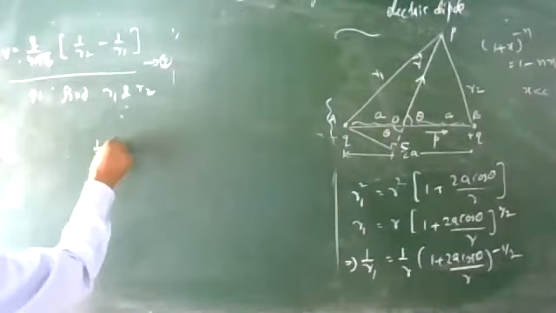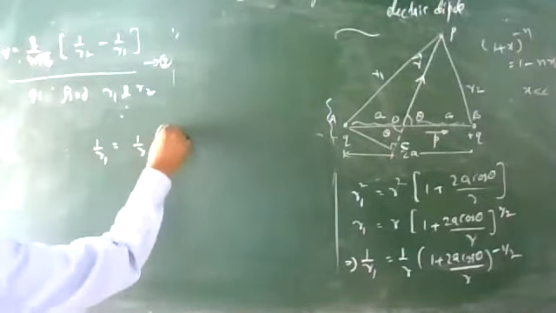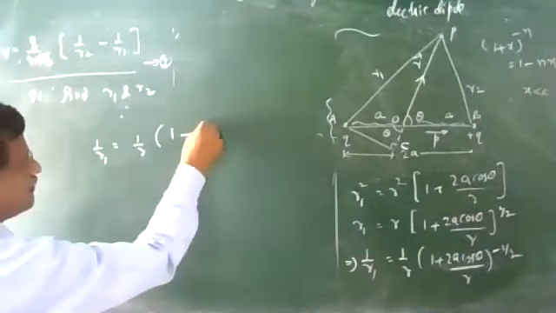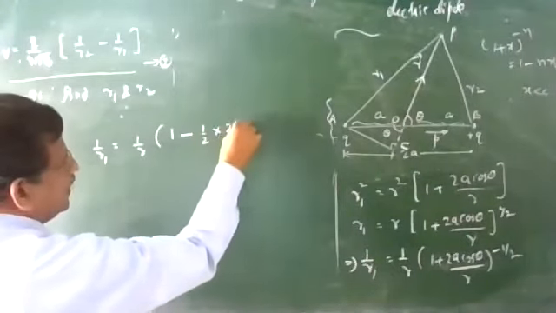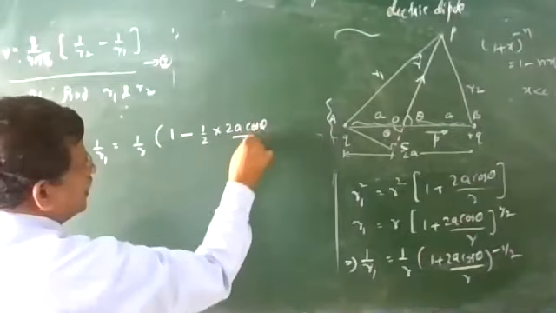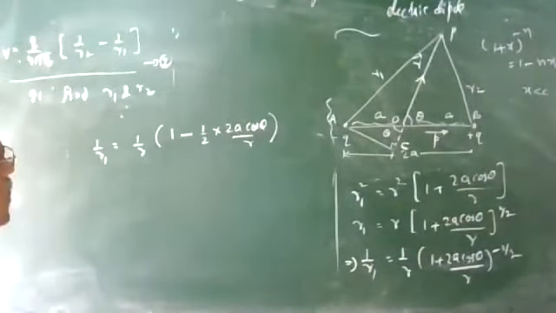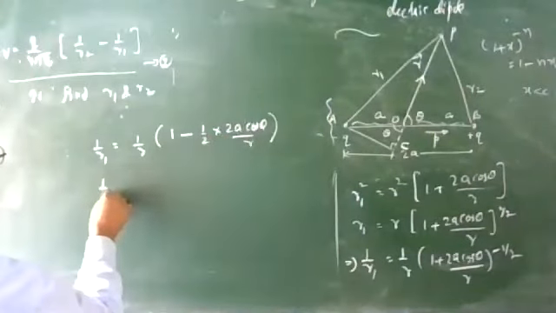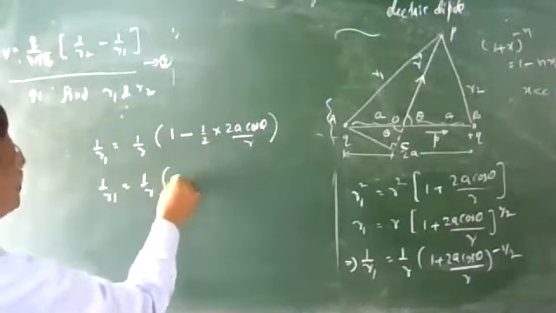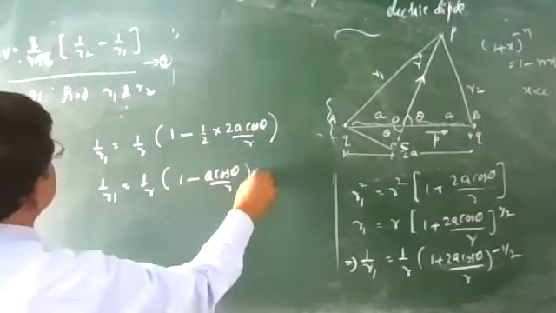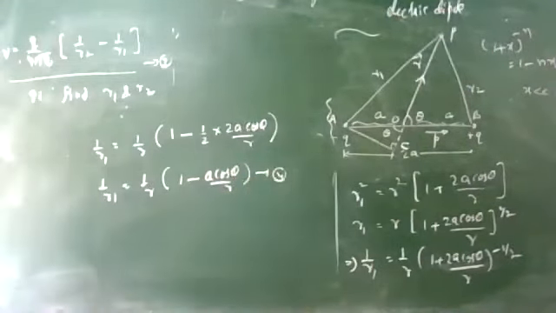1 by r1 equals 1 by r. You are getting a minus sign there: minus half into 2a cos theta divided by r. So minus minus cancels, the 2 cancels, and we get 1 by r1 equal to 1 by r into (1 minus a cos theta divided by r). This is equation number 4.